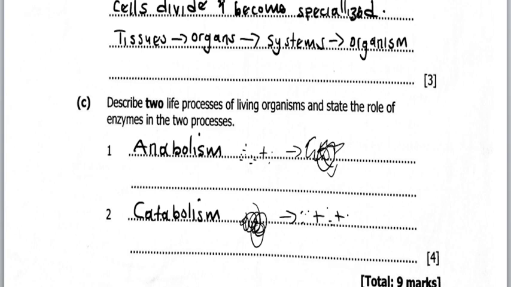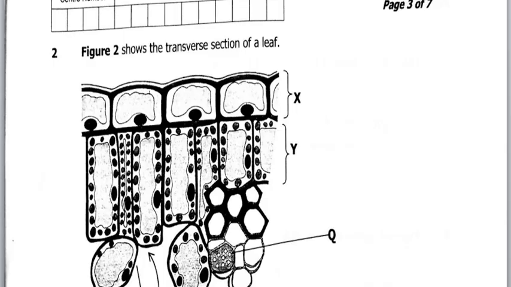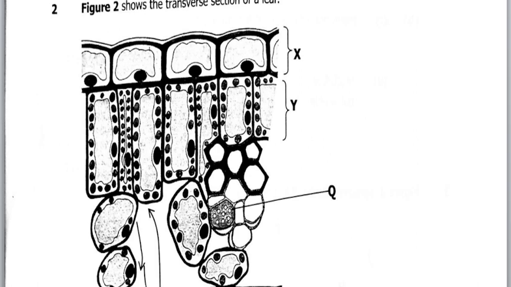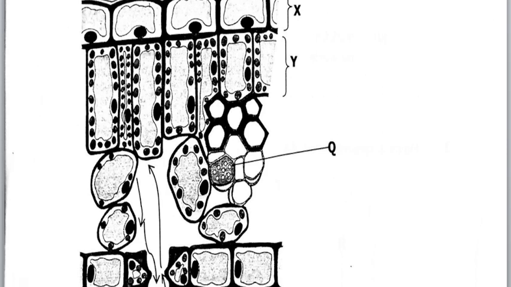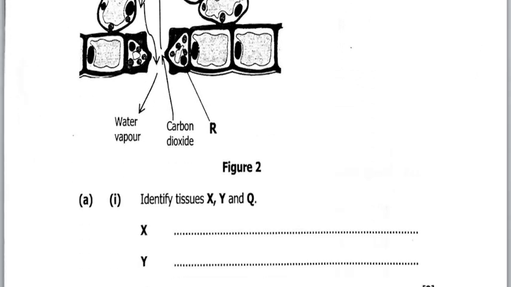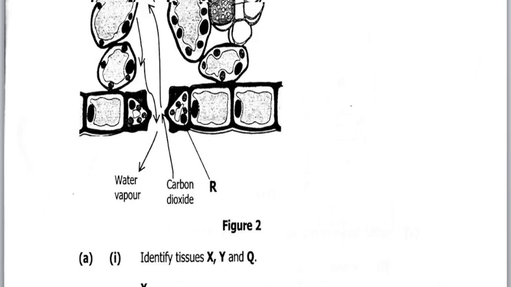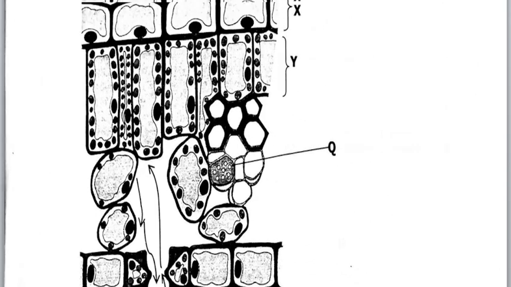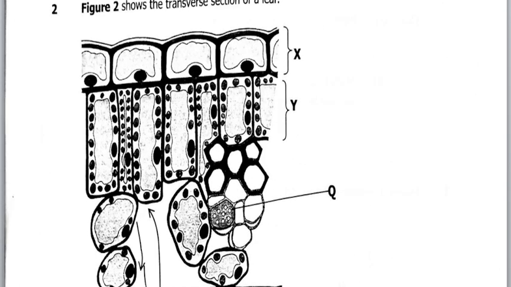Okay, then we proceed. We look at question 2. Figure 2 shows the transverse section of a leaf. Then we have some questions. Identify tissues X, Y, and Q. So now, what are the tissues X, Y, and Q?